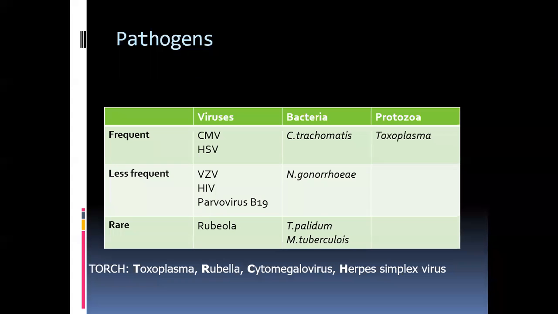There are also some bacterial causes of these infections, most probably Chlamydia trachomatis, and the most common, Neisseria gonorrhoeae, and also Treponema pallidum and Mycobacterium. Mycobacterium can produce tuberculosis, and Treponema pallidum can cause syphilis. The most common parasite causing congenital infection is Toxoplasma, producing toxoplasmosis in the different age groups.